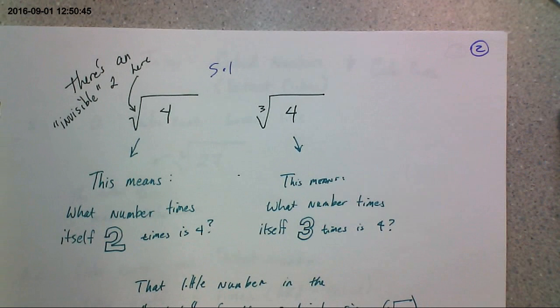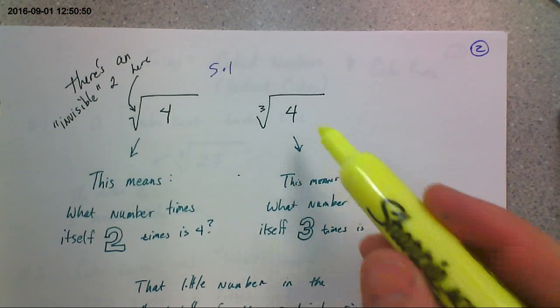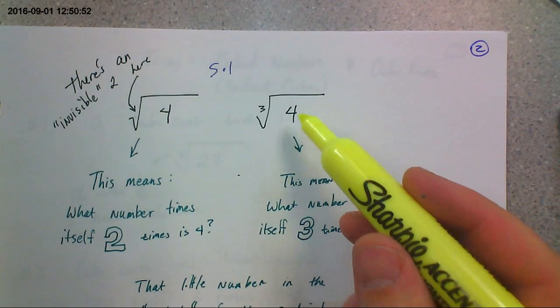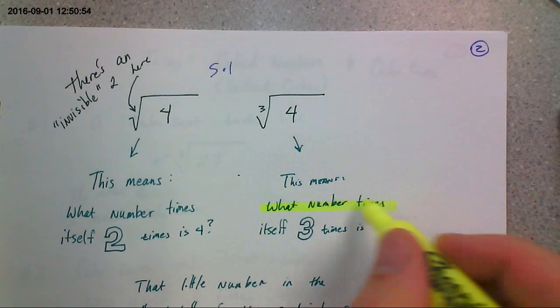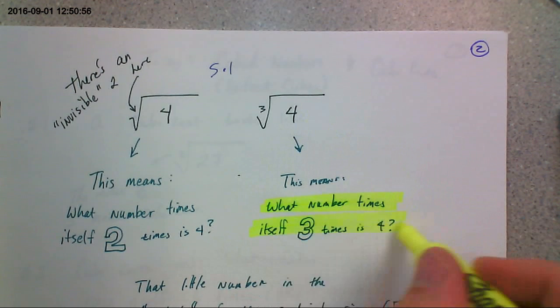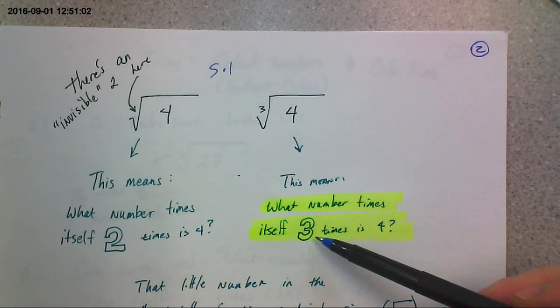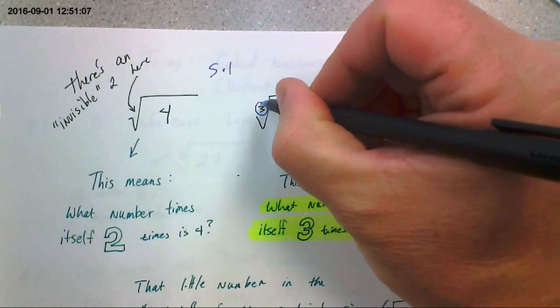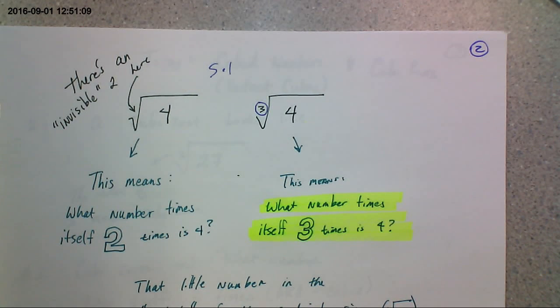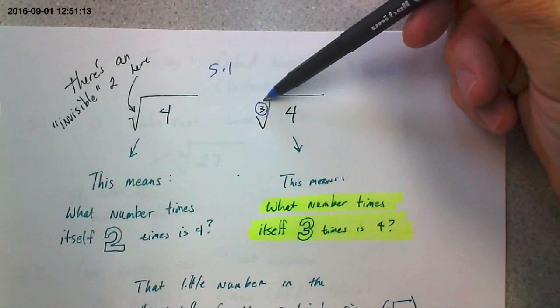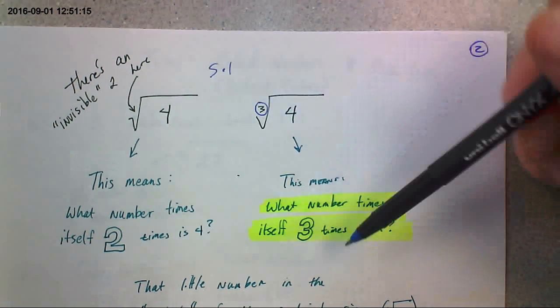Mr. Salazar, here's the thing you've got to know for today, the most important thing. You have to know how to read this. This thing right here is asking what number times itself 3 times is 4. Ruben, do you know why it's 3 times? Because of this. That's what tells you 3 times. Derek, you see what I'm talking about? That little 3 right there, it's the instructions.